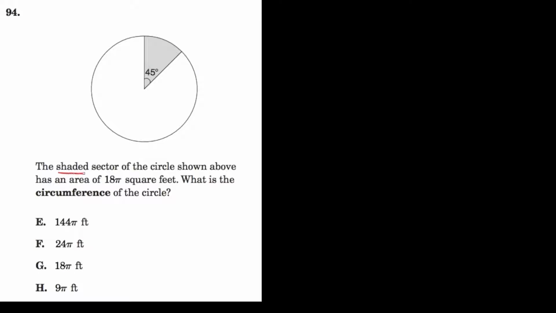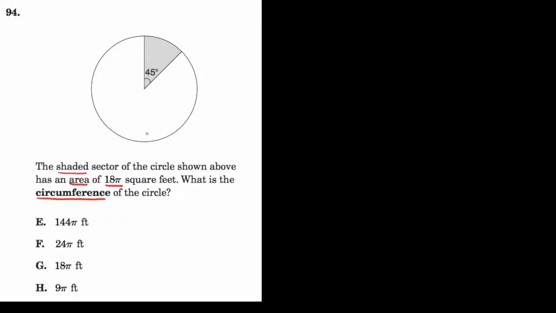The shaded sector of the circle shown above has an area of 18 pi square feet. What is the circumference of the circle? First thing to note is they gave us area, they're asking for circumference. It is so easy to get those mixed up. Don't let yourself do it.